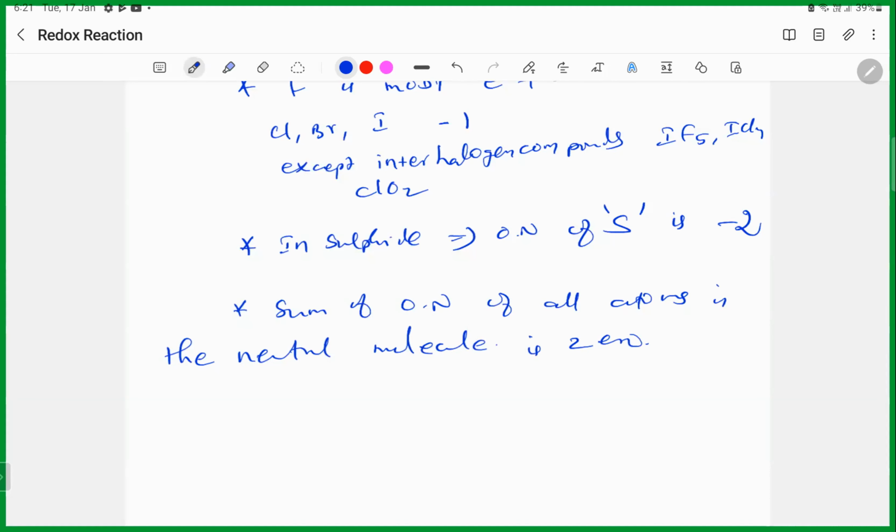In the same way, the oxidation number of metals in carbonyls is always 0. So for metal carbonyls, for example nickel tetracarbonyl and iron pentacarbonyl, nickel is 0 and iron is 0. Okay.